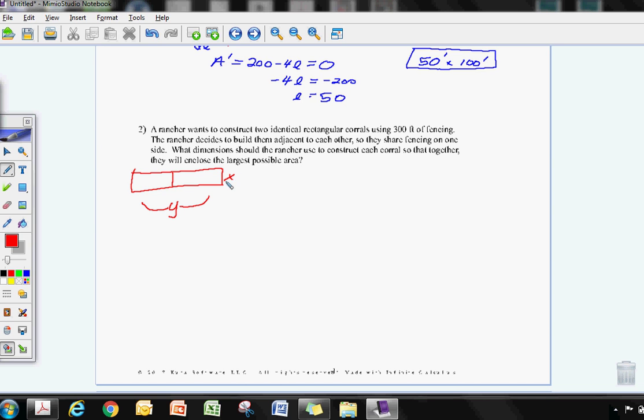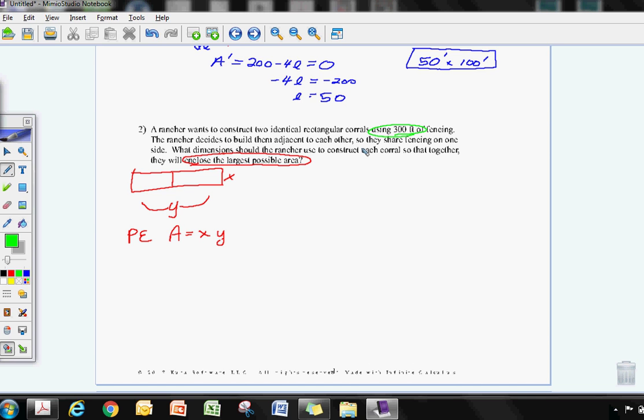You could use W's and L's. I just decided to do Y's and X's for something different today. So my primary equation, I want to enclose the largest possible area. So area, I'm getting lazy. I'm going to use A equals instead of the word area equals. In this case, it would be an X times a Y. An L times a W is just fine. For my primary equation, that's coming along.